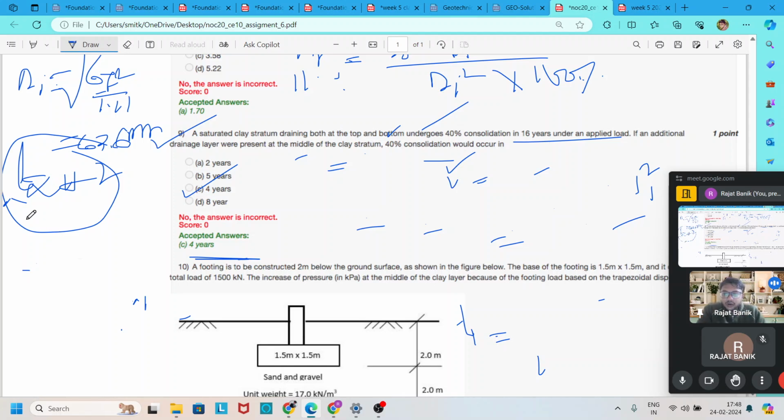So in common sense, if we increase the drainage layers to dissipate the water very quickly, then the time required for consolidation is less. So the correct option is option C.